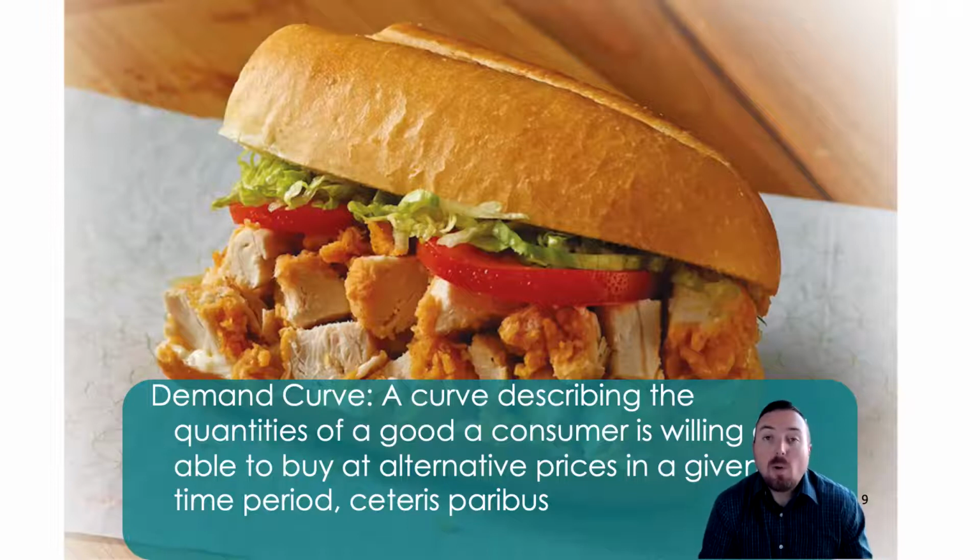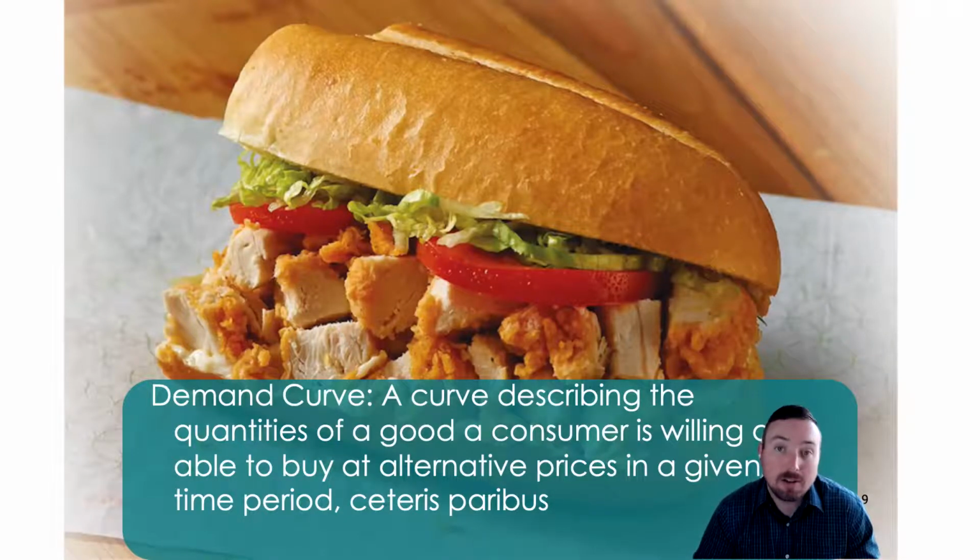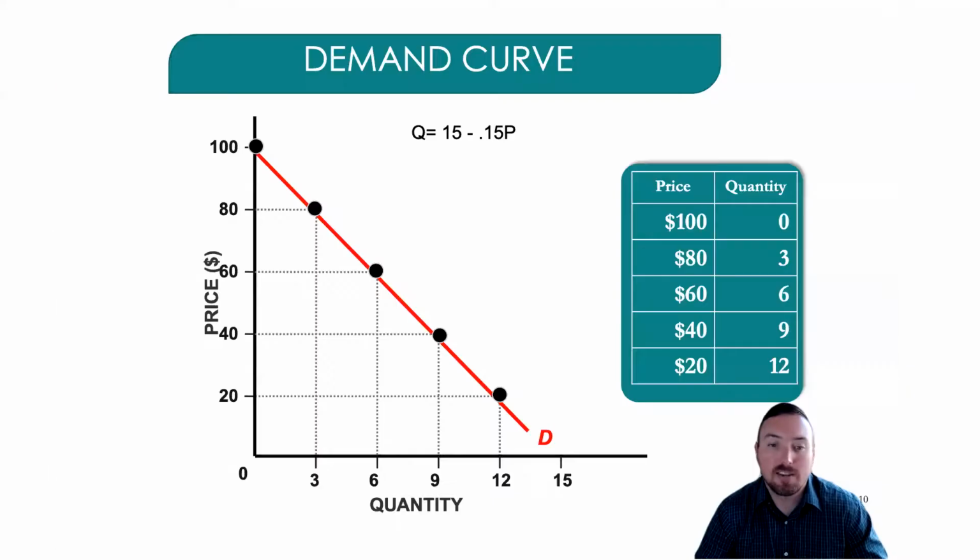Again, I could take a poll here and ask you, how many of you are willing to buy a chicken tender sub for $20? Probably not many of you are willing to pay $20 for a chicken tender sub, unless you're really craving it or really hungry. But if I were to say $5, quite a few more of you would be willing to purchase that chicken tender sub. Again, there's an inverse relationship between price and quantity.